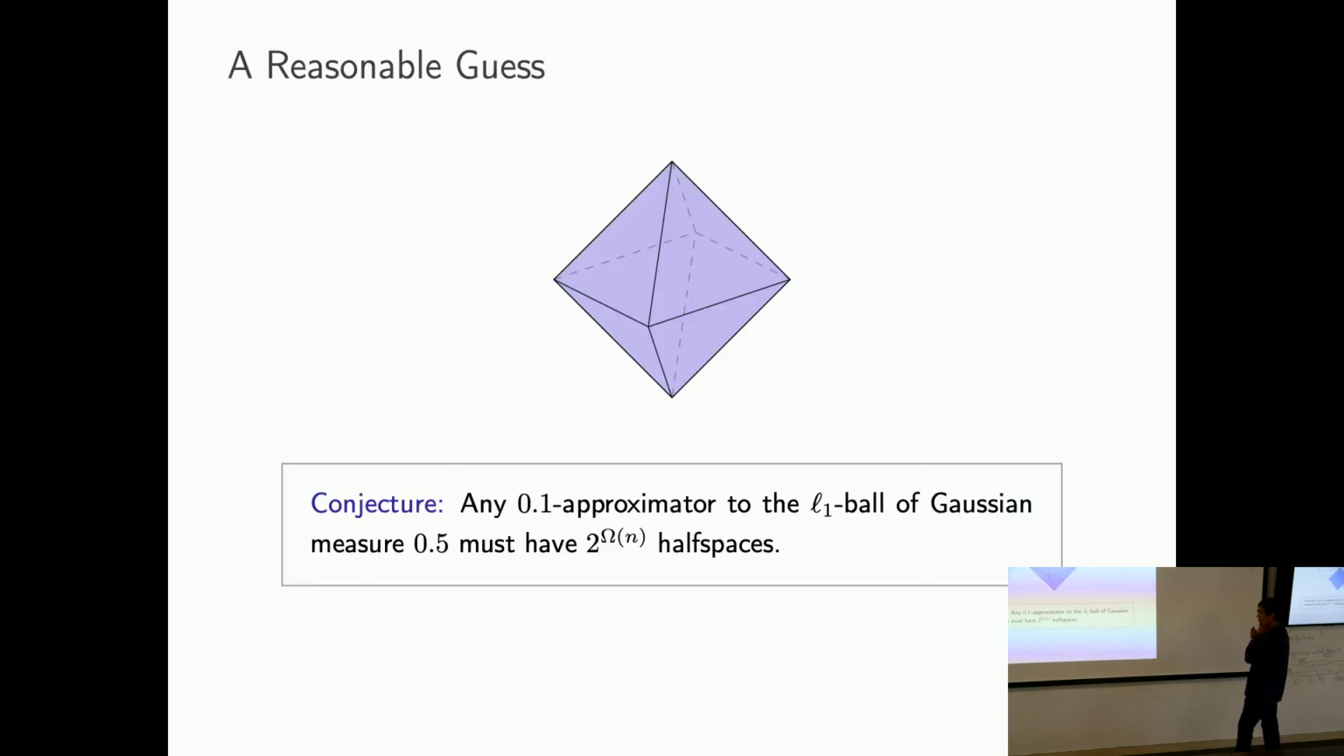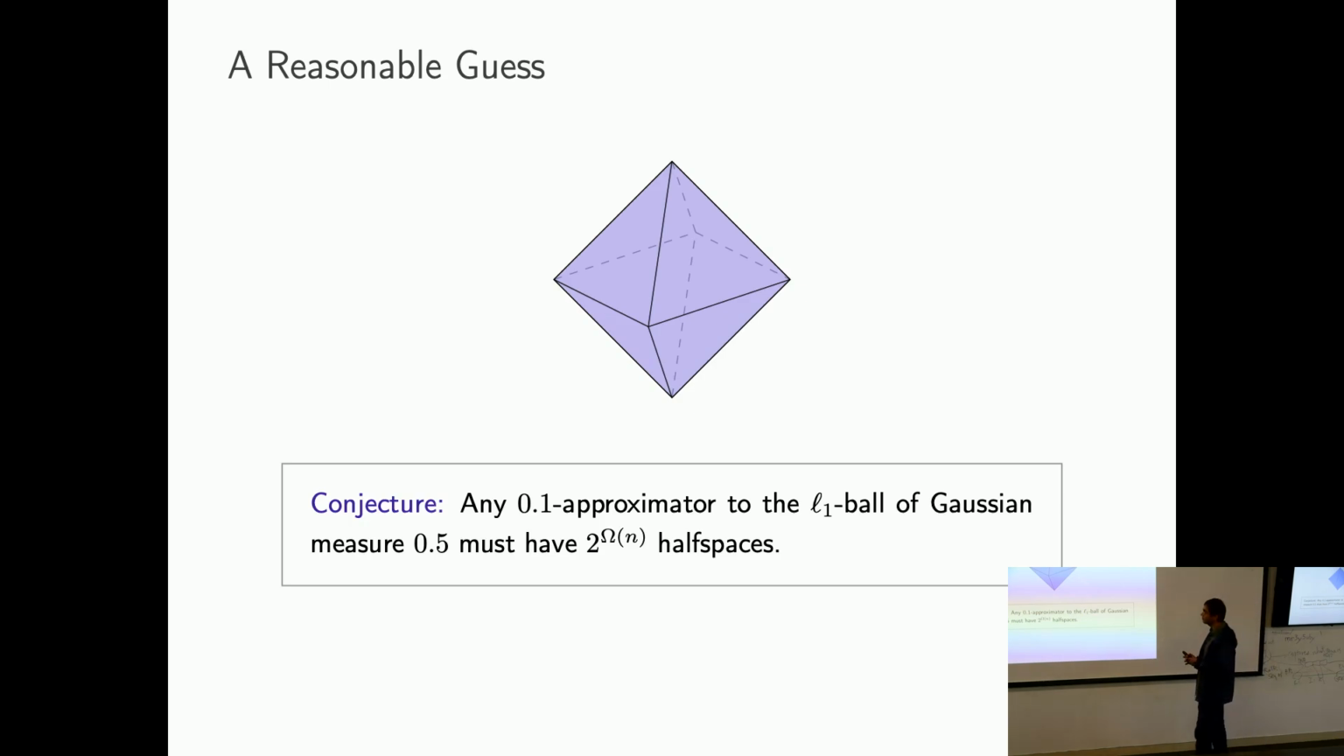Good. So a natural conjecture, which we had, was that any approximator to the L1 ball must have 2 to the n half spaces. And this seems very reasonable. So here's the L1 ball in 3 dimensions. It's got 8 half spaces, right? 4 on top, 4 on the bottom. 8 is 2 to the power 3. You go to n dimensions, the L1 ball has 2 to the n half spaces.